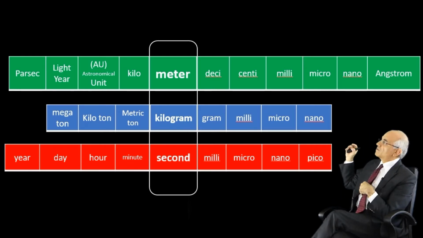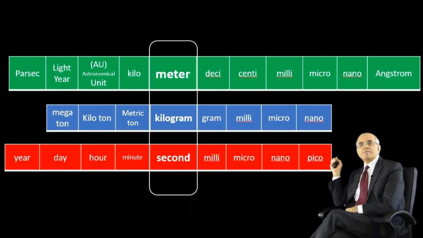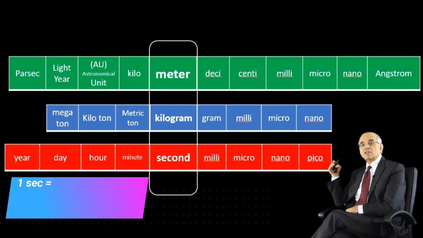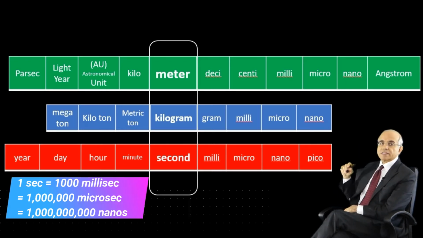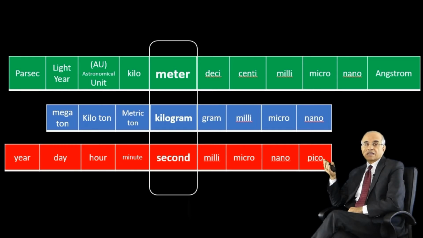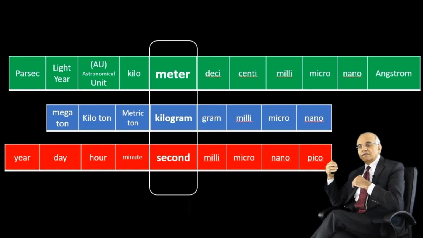And then we have the second to measure time. So what's smaller than a second? The second is divided into milliseconds, 1,000 milliseconds. Each millisecond is divided into 1,000 parts called microseconds, and so on. And what's bigger than a second? Well, 60 seconds is 1 minute, 60 minutes is 1 hour, and 24 hours is a day, 365 days and 6 hours is a year, and so on.